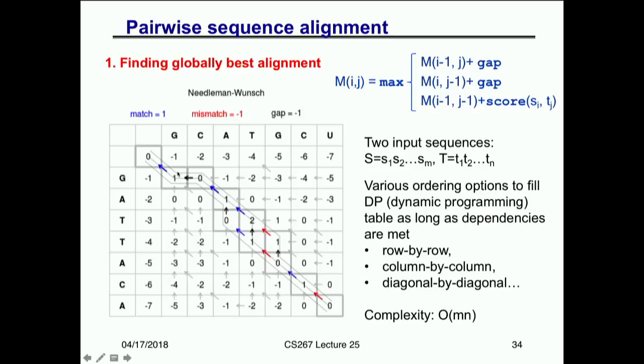You can fill this table either row by row, column by column, diagonal by diagonal. See, as long as the dependencies are satisfied, you can fill this table any way you like, and you will never need to recompute elements by doing dynamic programming. Does anyone not know dynamic programming?